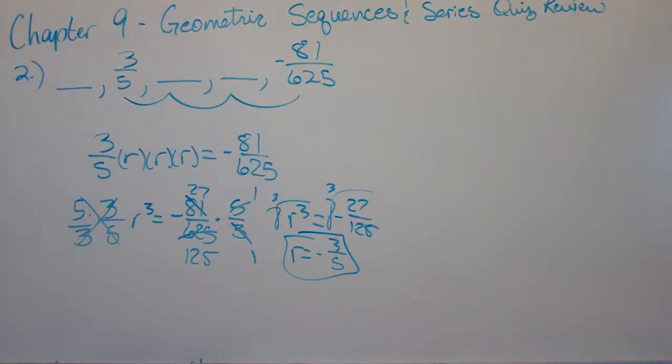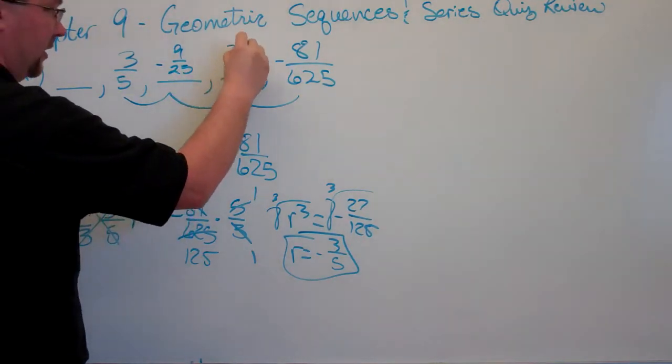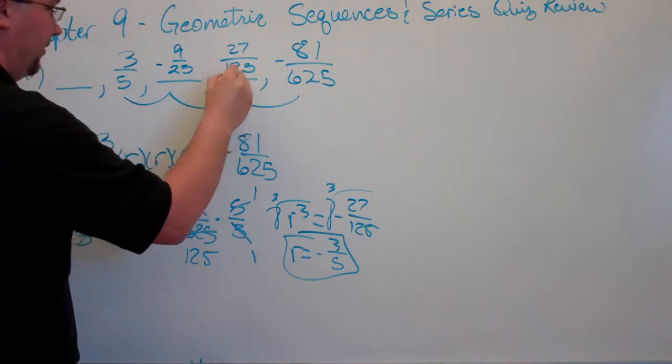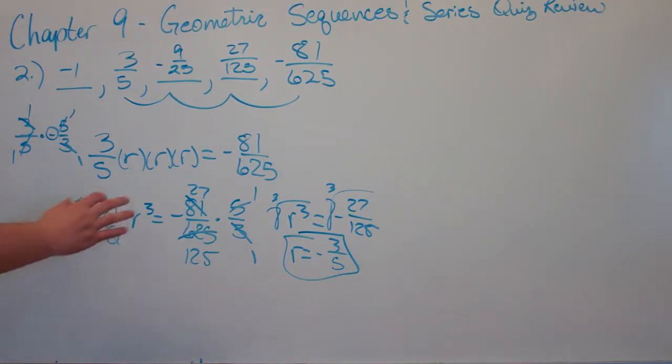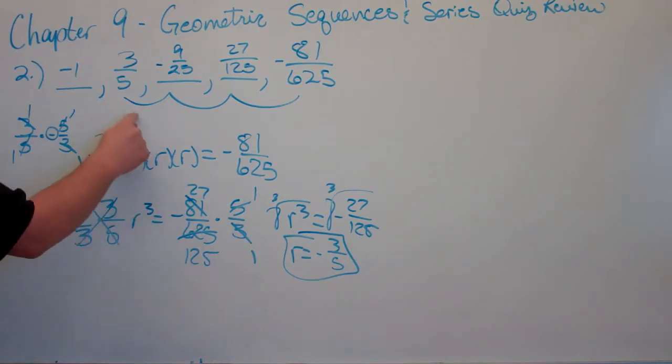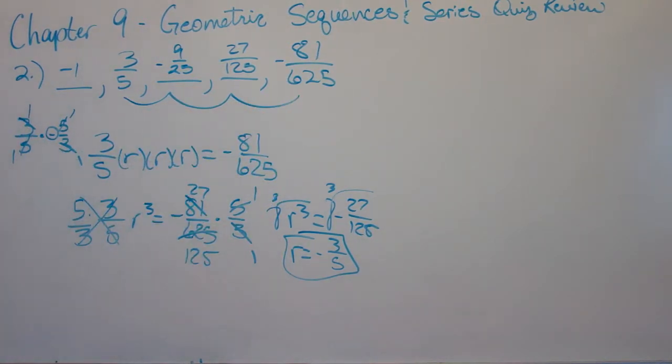Now that we have r, we can simply multiply r by 3/5. So 3/5 times negative 3/5 is negative 9 over 25. Multiplied again, 9 times 3 is 27, 25 times 3 is 125. Now going back, we can divide or multiply by the reciprocal. 3/5 divided by negative 3/5 is the same as multiplying by negative 5/3. Everything cross cancels, and don't forget the negative, you're left with negative 1. So there are your missing terms. Find your ratio by taking the first number you have, put in the appropriate number of r's for the number of hops, set it equal to the last term you have, and solve for r.